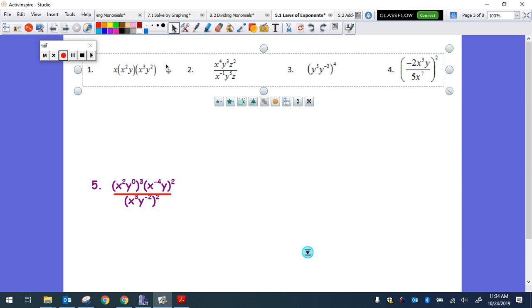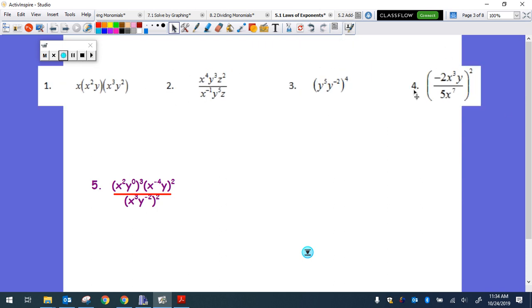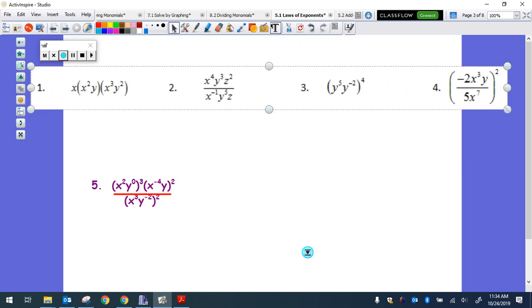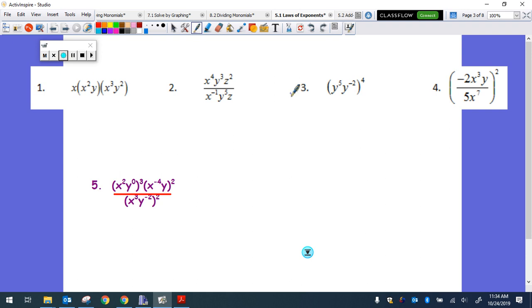Example 1, these are all multiplying, right? And the rule is if they're multiplying, you add them. So I'm going to add my x's. This x has a 1. So if I added all the x's, 1 plus 2 plus 3, that'd be x to the 6th. Same thing with my y. This y has a 1. So if I added all my y's, I would get y to the 3rd.